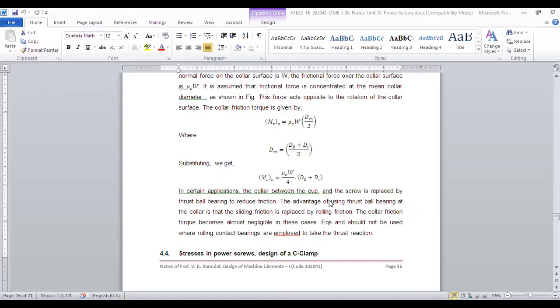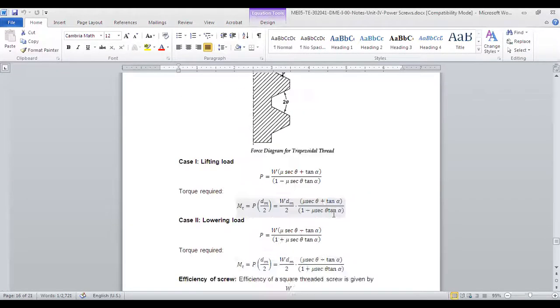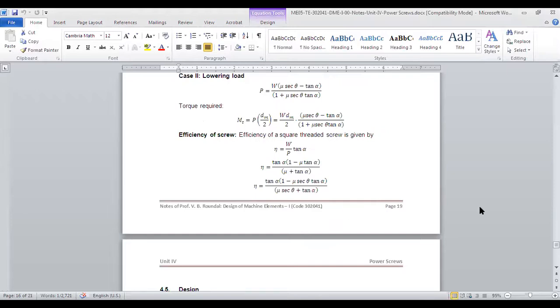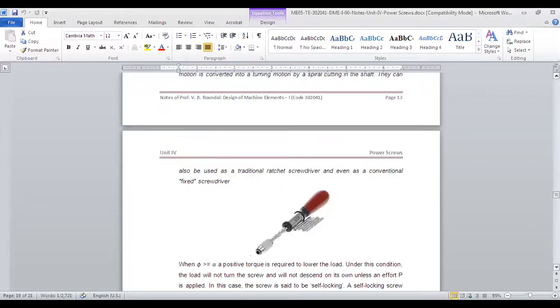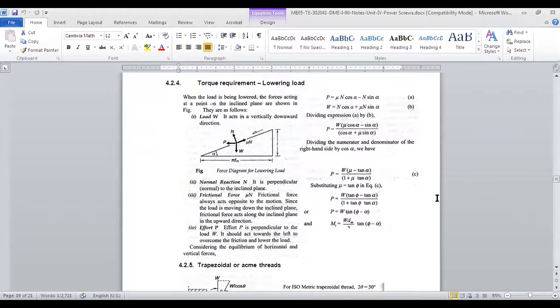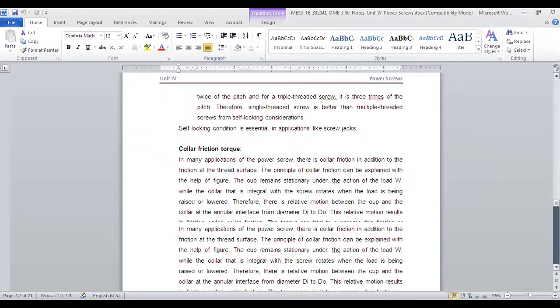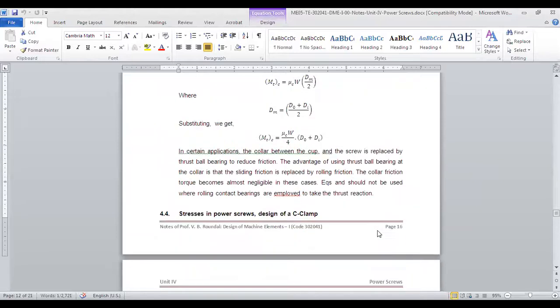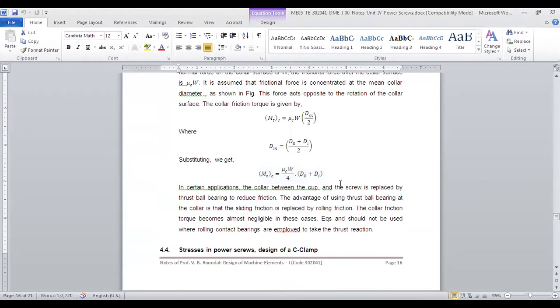We have seen that, what is the formula for that? It's W into dm by 2, to raise or lower the load. We have seen in the last lecture the formula is W into dm by 2 tan(phi plus alpha) and tan(phi minus alpha). Okay, and for the collar torque, mu c into W upon 4 into (di plus do). So these are the two formulas we will use, and we will combine them to get the total torque.